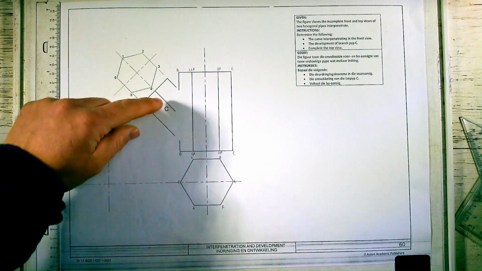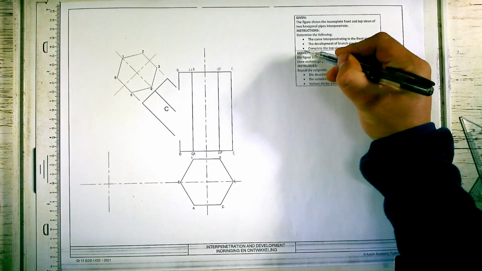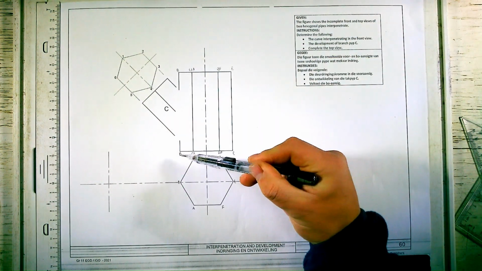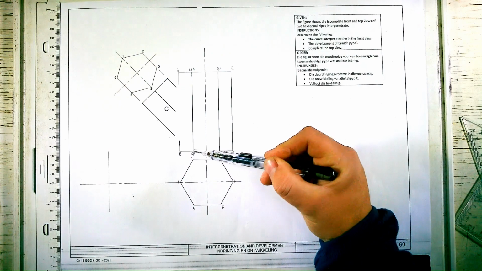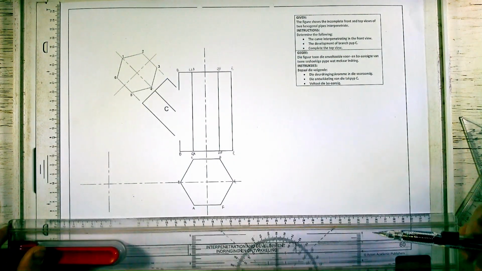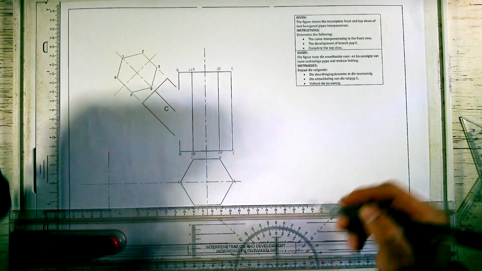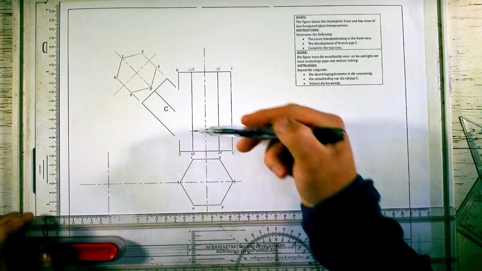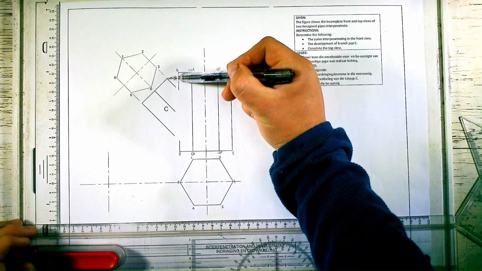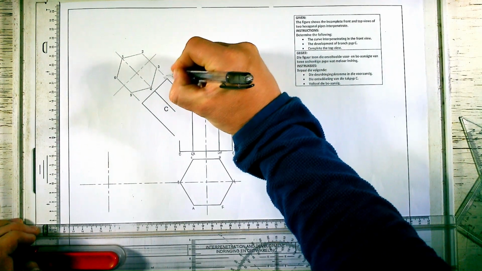Then the development of branch pipe C, complete the top view, and again I'm just going to add them, the development of the main pipe. Okay, that's just that extra bit of work and knowledge. So the first thing is I'm going to draw my lines number 2 and 3.